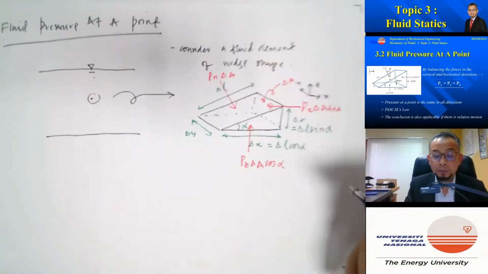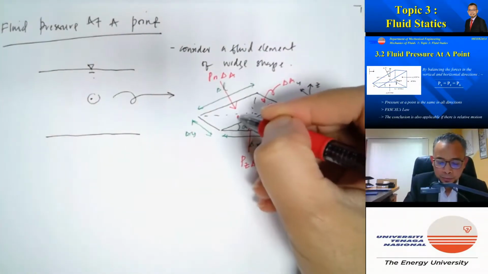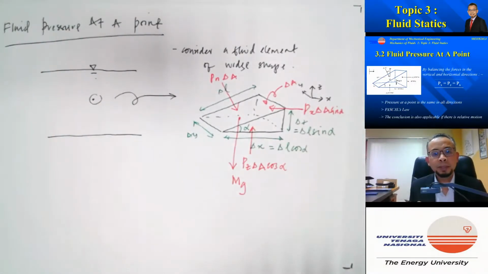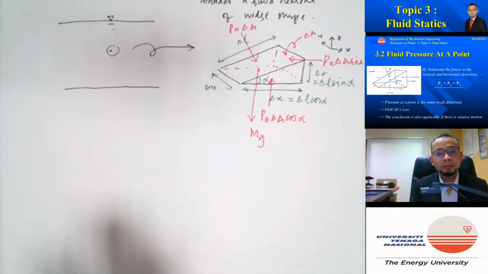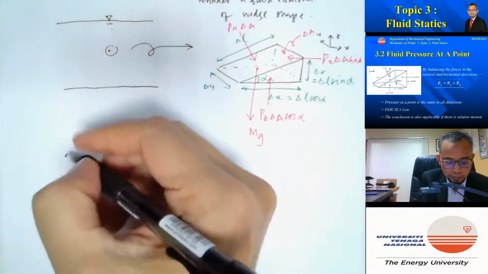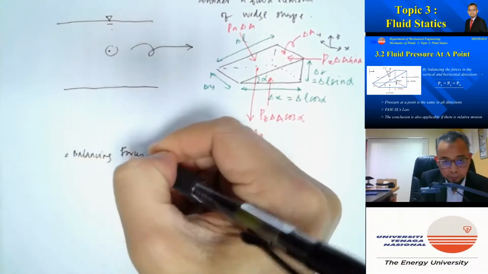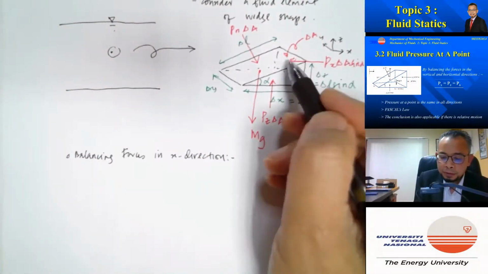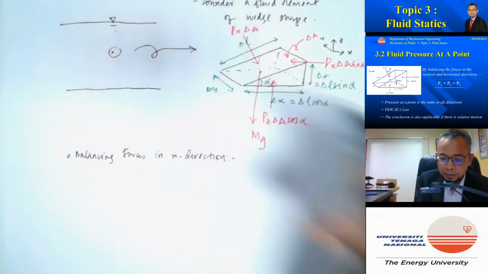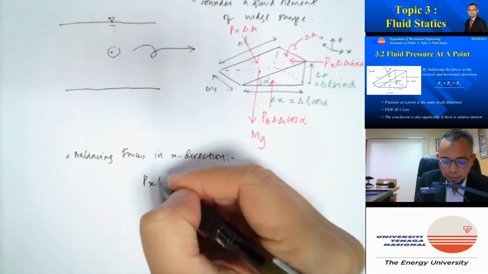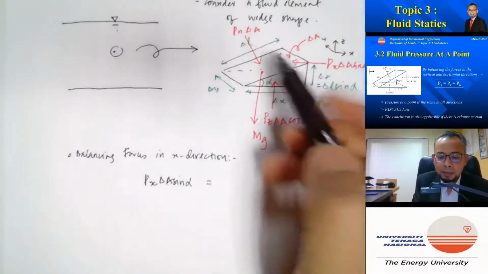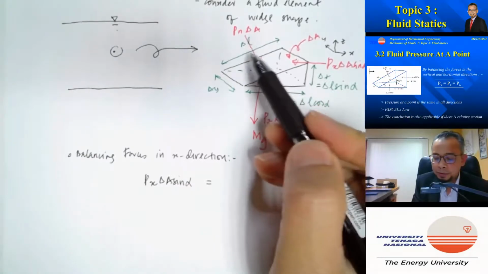Then there is one more force component, which is due to the weight, mg. Since the fluid is in equilibrium, we can balance the forces in any direction. Let's balance the forces in the x direction. So the force in the x direction, first of all, in this direction is Px delta A sine alpha, and that will be balanced by the x component of this force here.